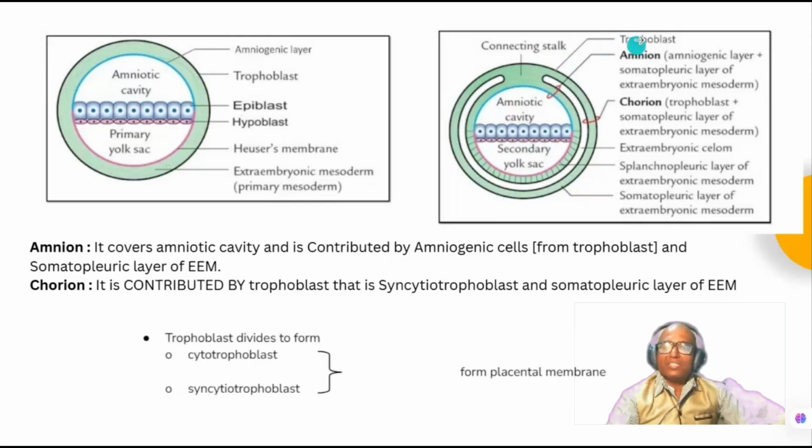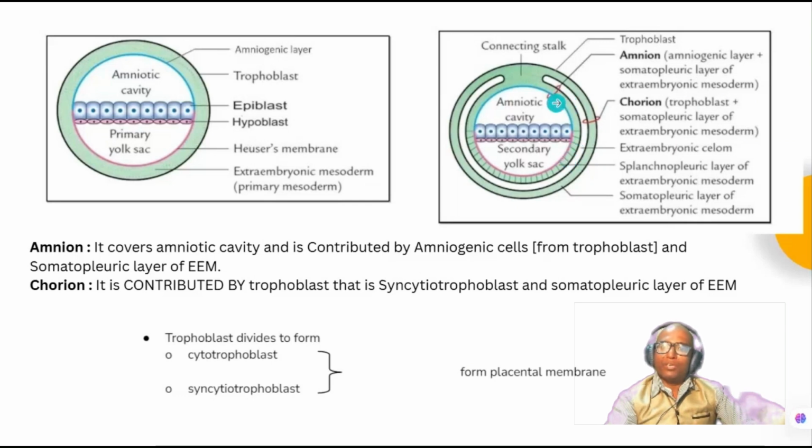So you will have this trophoblast. Then you have this amnion, which is the amniogenic layer plus somatopleuric layer of the extraembryonic mesoderm. Then you have this chorion, that is trophoblast plus somatopleuric layer of the extraembryonic mesoderm. So this is the somatopleuric mesoderm, and the one which lies on the yolk sac is the splanchnopleuric mesoderm.